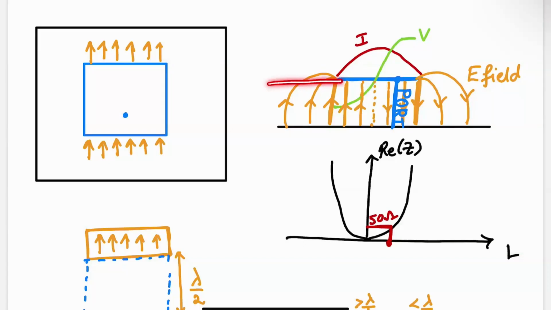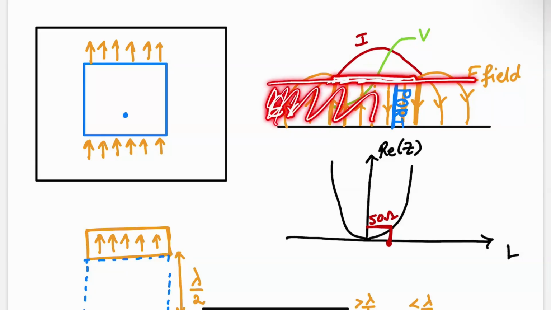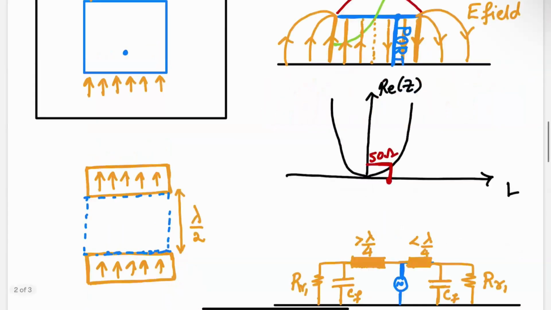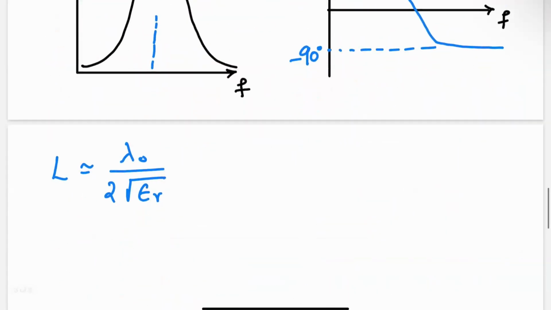this region, so the patch is lying on a dielectric, and this dielectric has an epsilon r. So this whole thing is a dielectric, and that dielectric constant is epsilon r. And in reality, because some of the fields are in air as well, what I have found, at least in simulation, is that 0.95 times lambda naught divided by 2 square root of epsilon r is a better approximation.